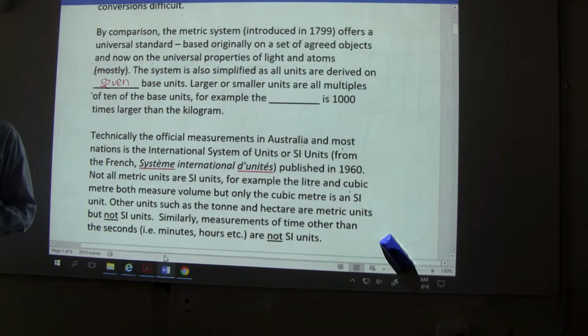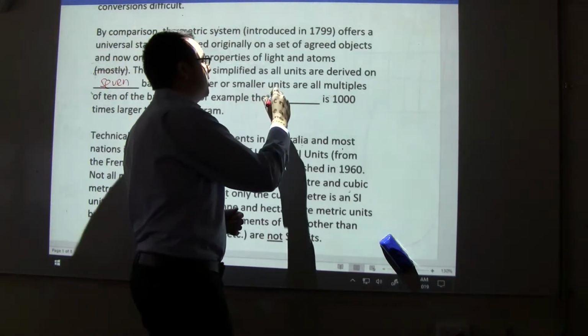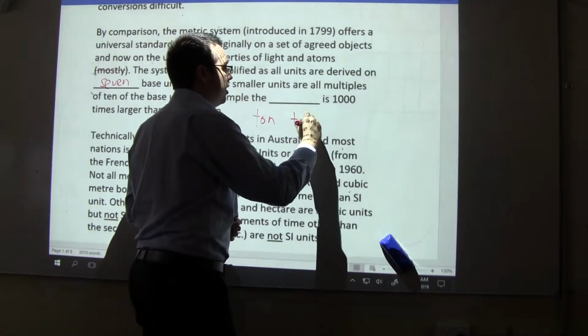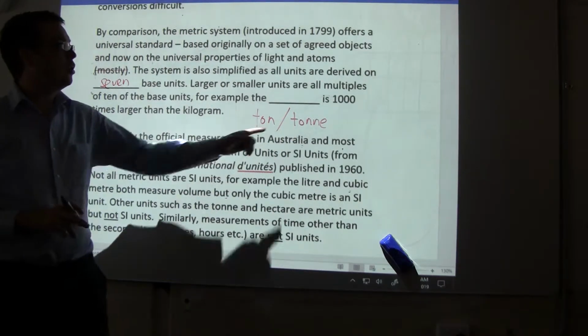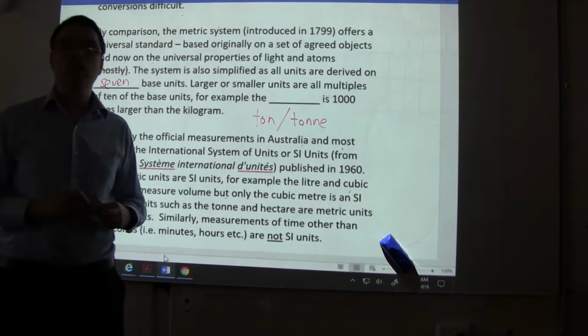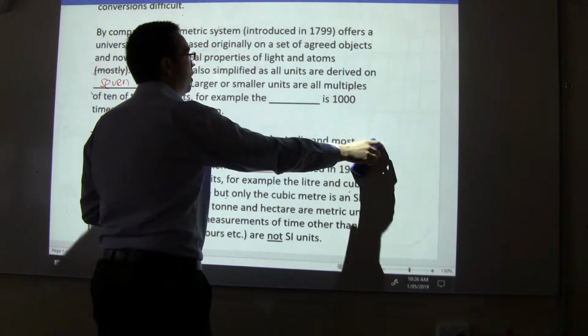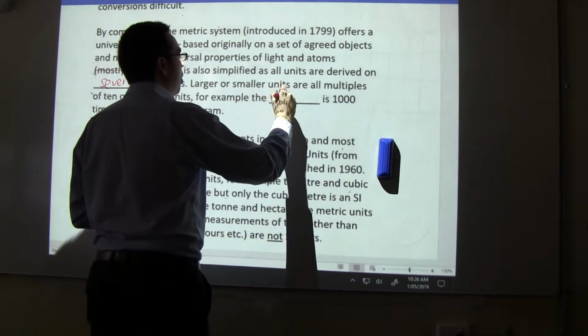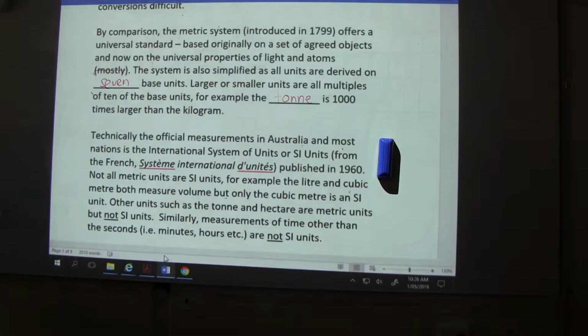The larger or smaller units are multiples of 10 of these units. For example, the something is 1,000 times larger than a kilogram. What's something that's 1,000 times larger than a kilogram? Ton is exactly right. Now, is it spelt like that, or is it spelt like that? Second one, because it's got 2 ends like Napoleon. Napoleon was around when the metric system was being introduced. Maybe that doesn't help you, I don't know. We're using the double N, T-O-N-N-E, ton. The ton is 1,000 times larger than the kilogram.